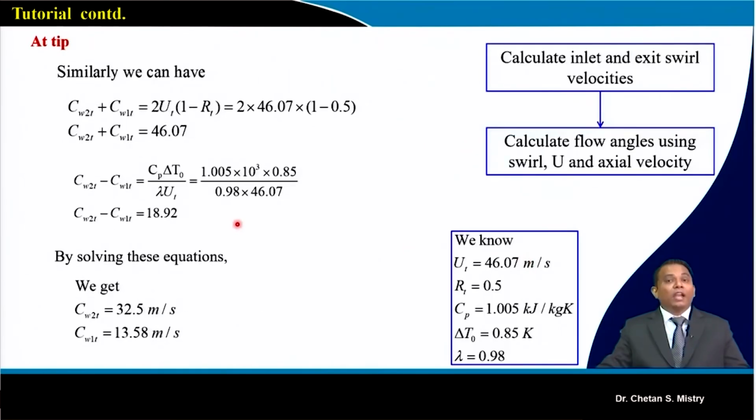Now at the tip station also, in line with what we have discussed, we can do our calculation for CW1 and CW2 at the tip station. My degree of reaction is 0.5, and that gives my CW2 at tip plus CW1 at tip as some number. In the same way, based on our work balance, we get CW2 at tip minus CW1 at tip as 18.92. Based on that, we are able to calculate our CW2 and CW1 at the tip station.